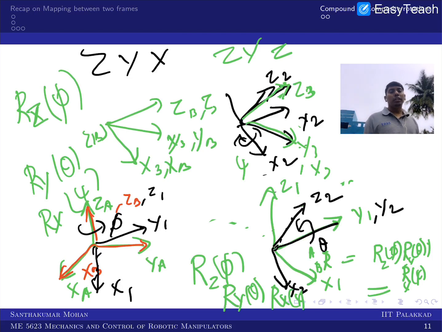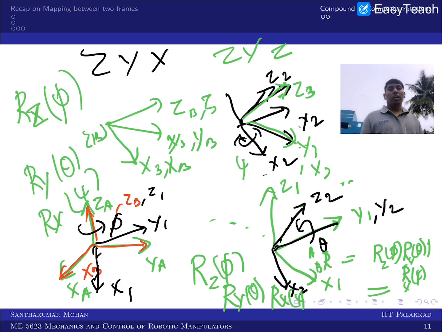But in rigid body dynamics we are not simplifying, we follow the Euler angles, and zyz is the common angle. For example, for underwater vehicles or aerial vehicles, zyx is the common Euler angle we use. So these are the cases.